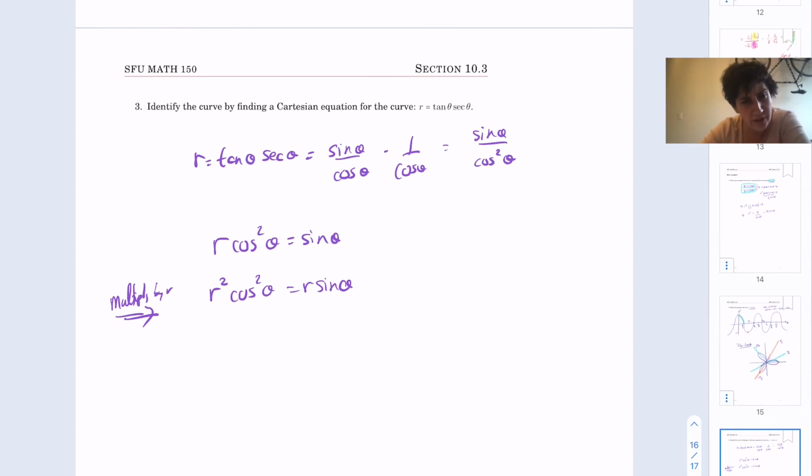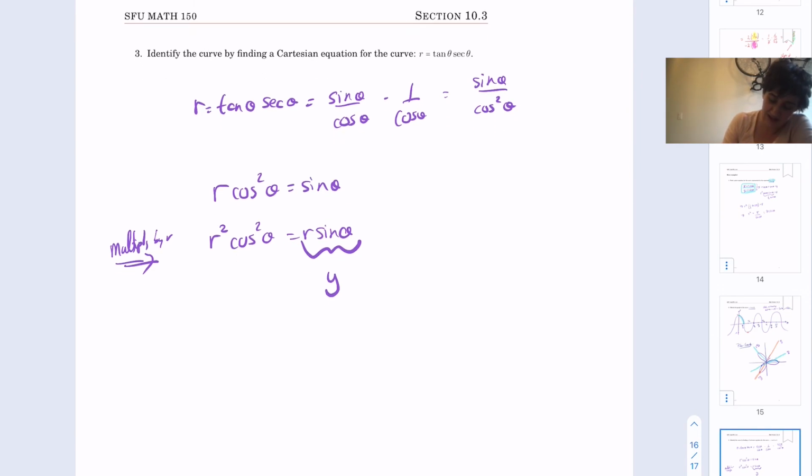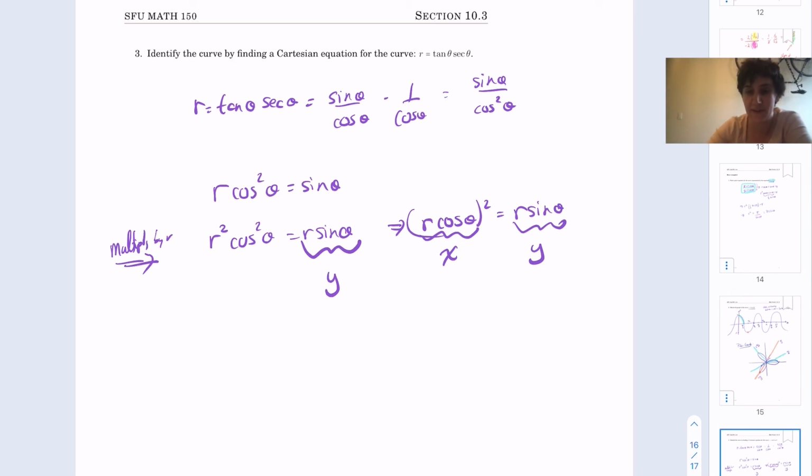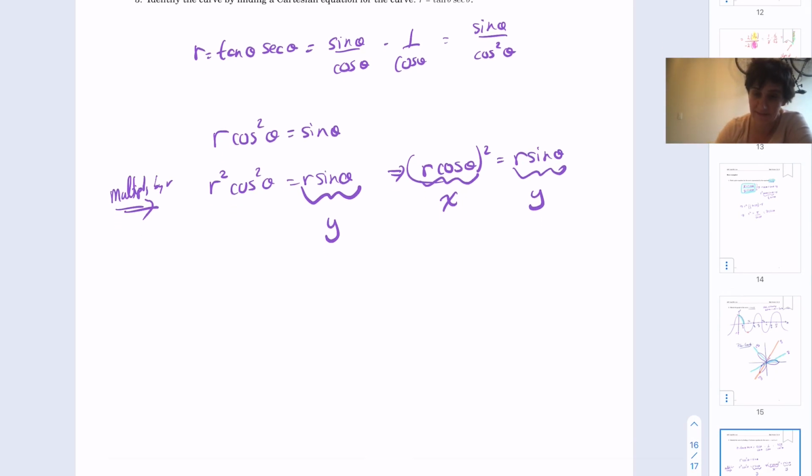Now, why in the world am I doing that? Well, this thing, that looks like y, right? I can rearrange it further and get r cos theta all squared equals r sine theta. This thing, that looks like x. This one looks like y.